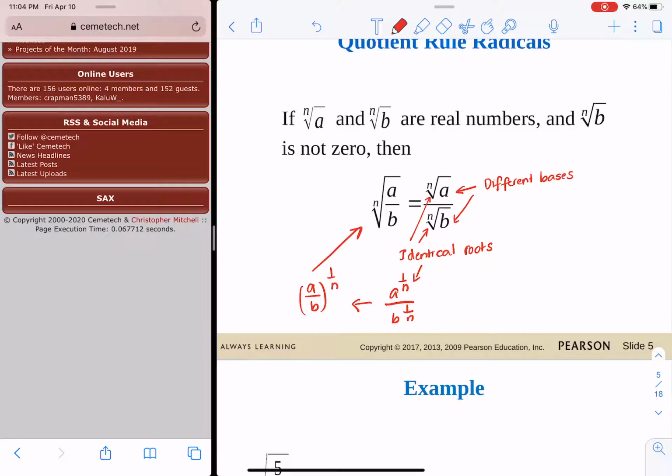Now, you may ask me, well, could we have the same base and get away with this? Of course we can, and things would just get simplified, and you'd have A over A, and it would simply become 1. So the most important aspect here rather is the identical root part.